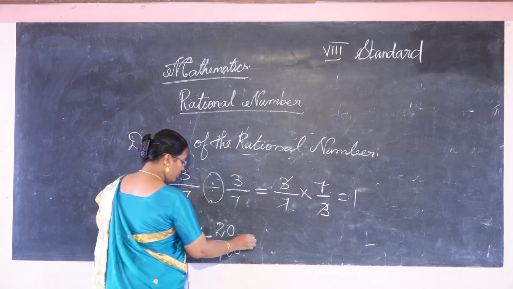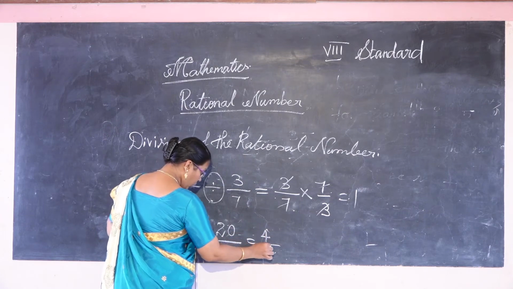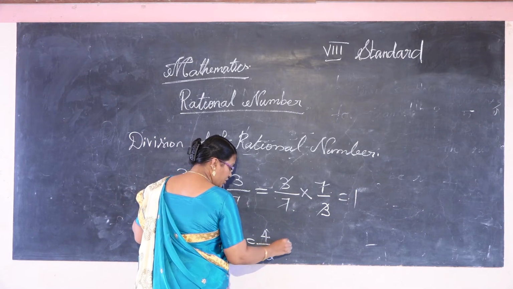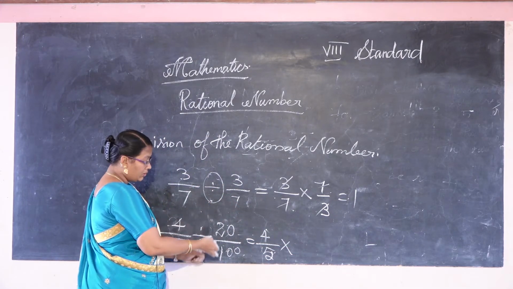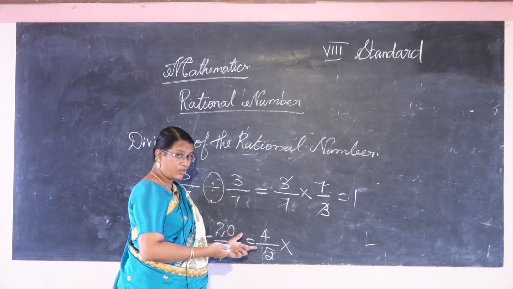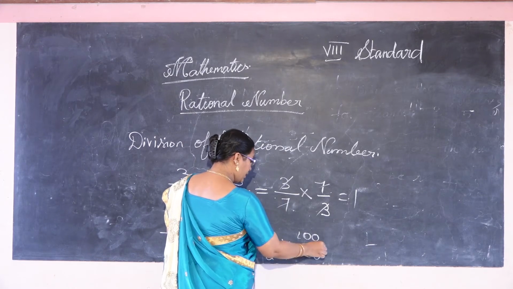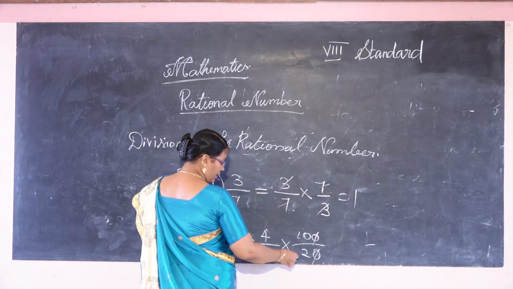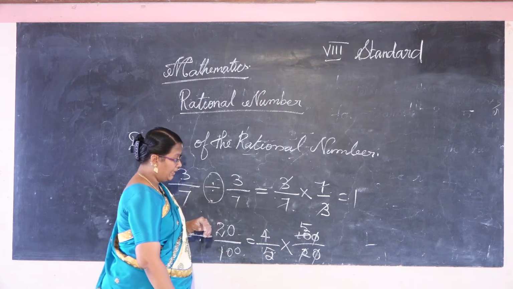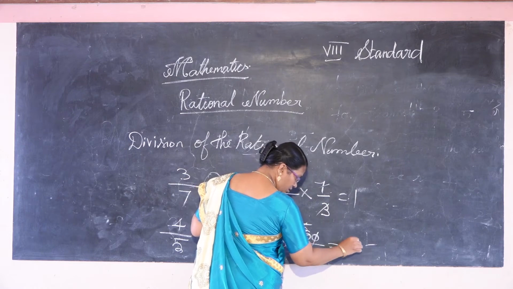How do you do it? First, don't change the first fraction. That is the first rational number, so write 4 by 5. After that, change division to multiplication. Then change the second rational number to its reciprocal. So 20 by 100, what is the reciprocal? 100 by 20. You can cancel these two zeros, and also cancel: 2 ones are 2, 2 5s are 10, and here in the 5 table, 5 ones are 5, 5 ones are 5. So the answer is 4.